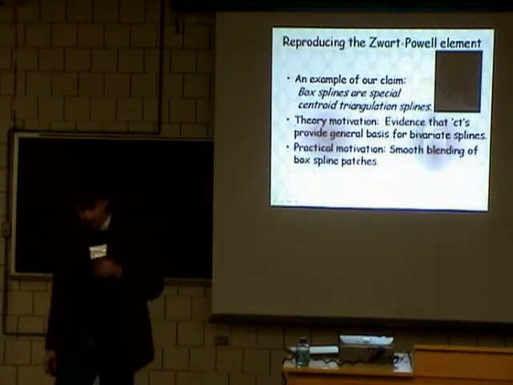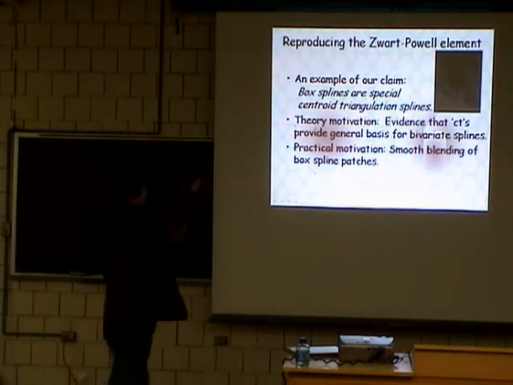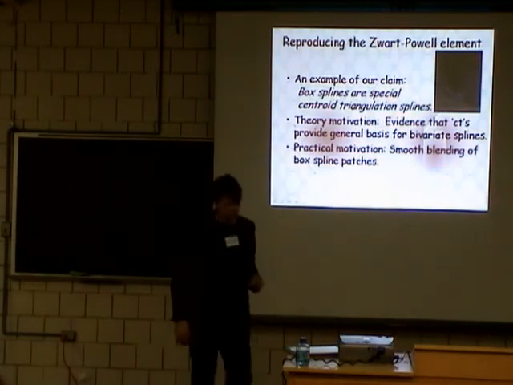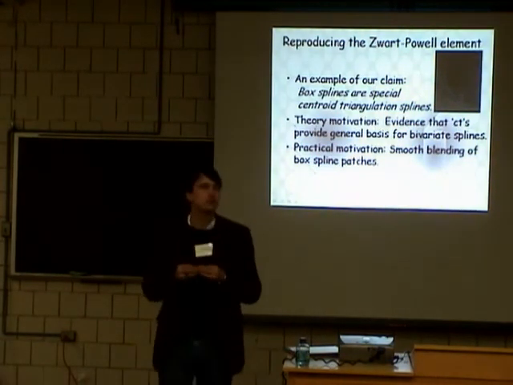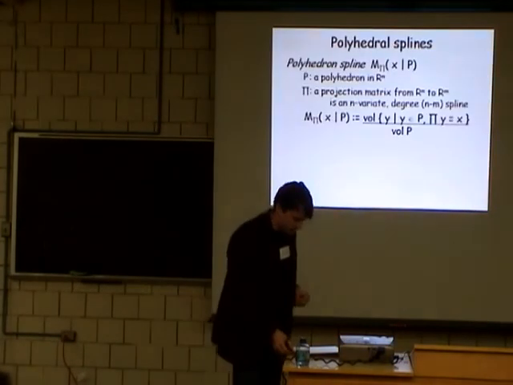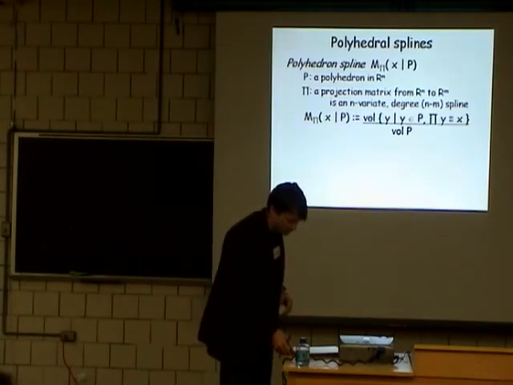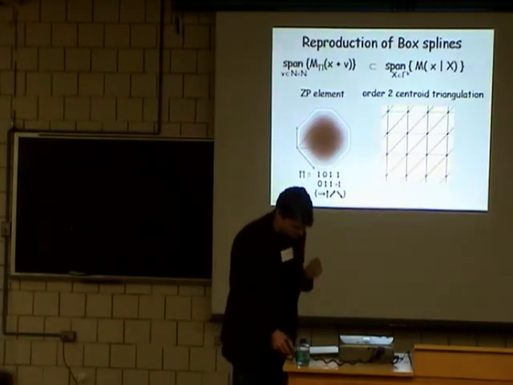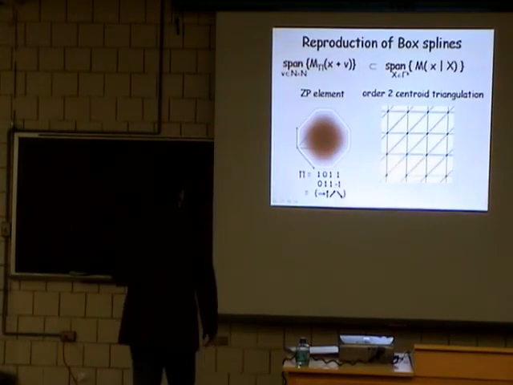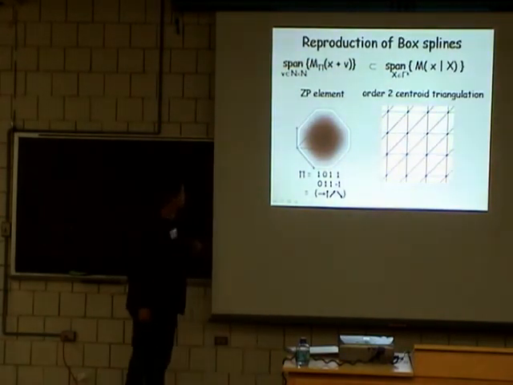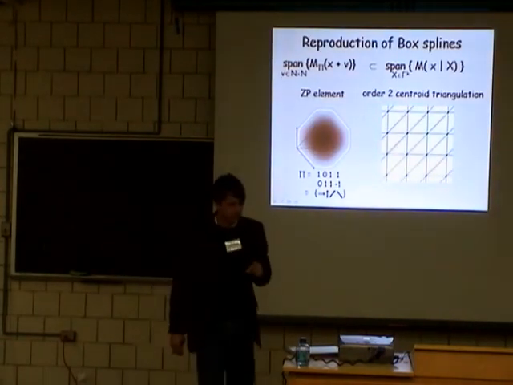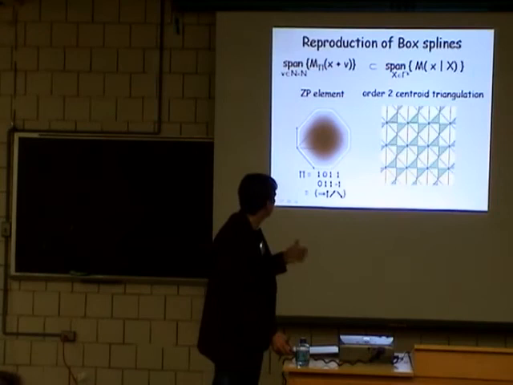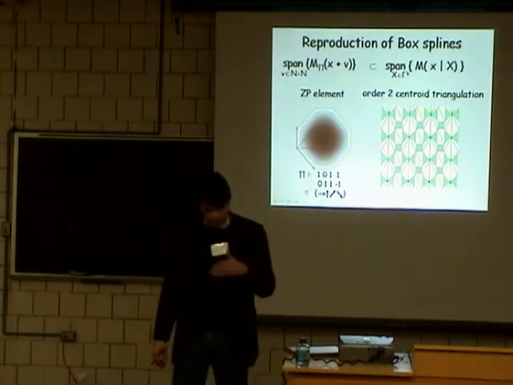But it also has an important practical motivation. Going back to this blending, where this teapot is defined by a regular box spline for the body and another regular box spline for the spout, and somehow you have to blend these things smoothly together. Well, one way to do that is to just say, okay, a box spline, I could go into the proof. The box spline is a polyhedral spline which you can cut up and deal with as simplex splines. But one of the basic box splines, so this word color element is a quadratic box spline, is something that you can make as an order two centroid triangulation to do the right triangulation. So you get a regular grid, triangulate it this way, do three steps of this algorithm, and you get this triangulation.